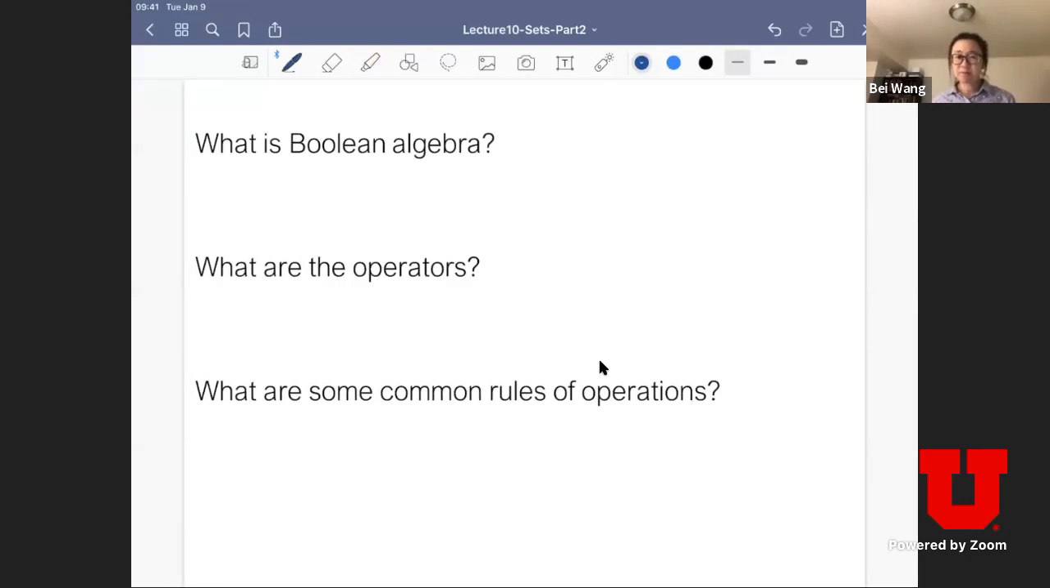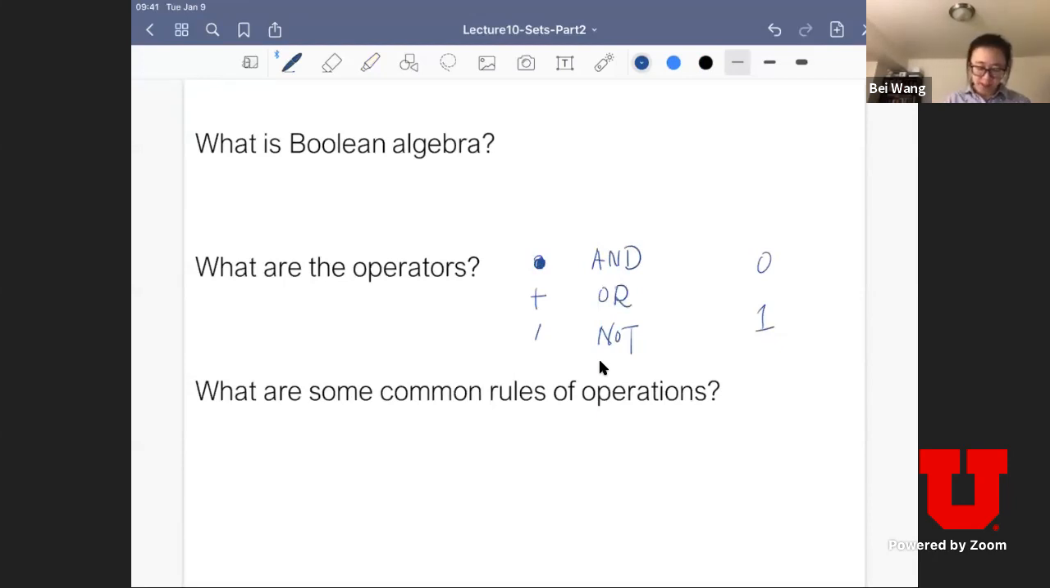What is Boolean algebra? What are the operators? And what are some of the common rules of operations? So Boolean algebra involves operations of Boolean variables, okay? And the operators are things like and, or, and not. And of course, there are some special characters, 0 and 1. What are some rules of operations?